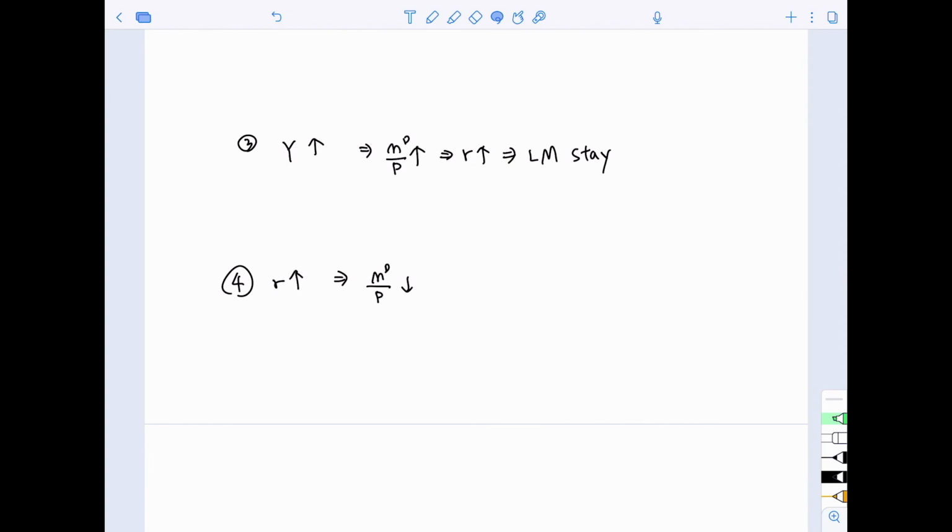So how about when R increases? When the return of the non-monetary assets gets higher, the real demand for money falls. Again, this is about moving along the real demand curve, because when we draw the real demand curve, it shows the relationship between R and the real money demand: the vertical axis is R and the horizontal axis is the real money demand. So the change in R, which causes a decrease in the real money demand, is about moving along the curve. Because the curve doesn't shift, the LM curve stays where it is.